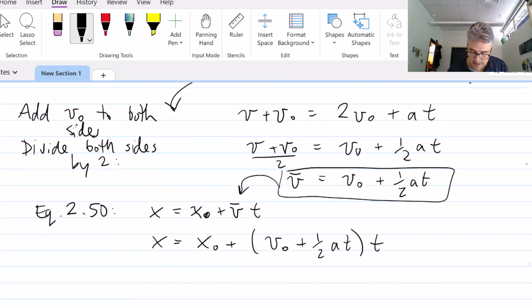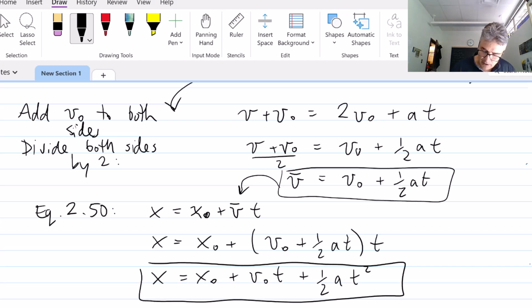Now I can take that t and multiply it in, and I get x is equal to x0 plus v0 times t plus 1/2 a t squared. And this is called equation 2.53.